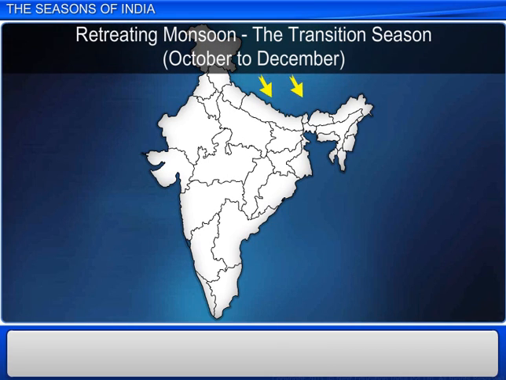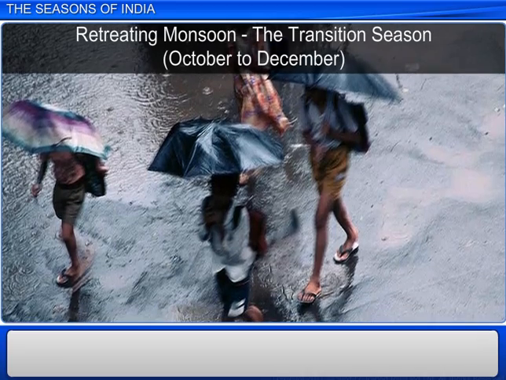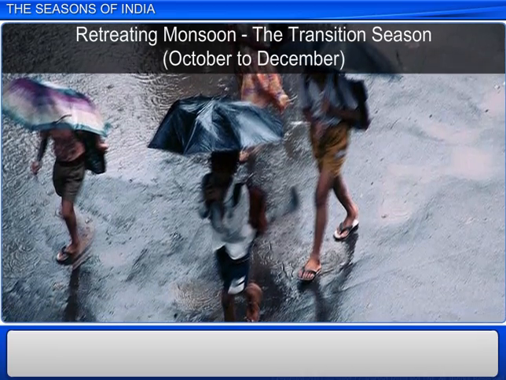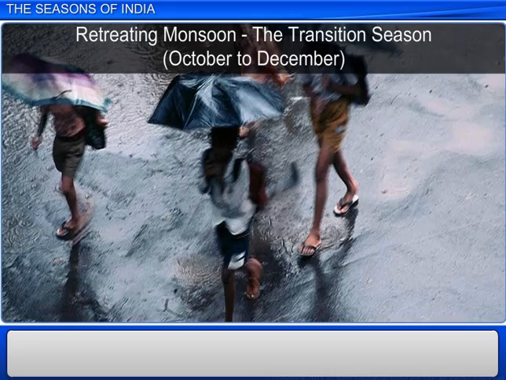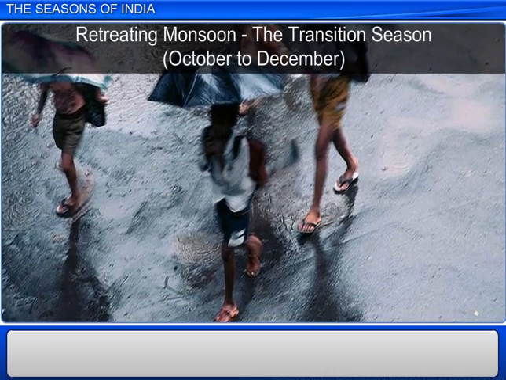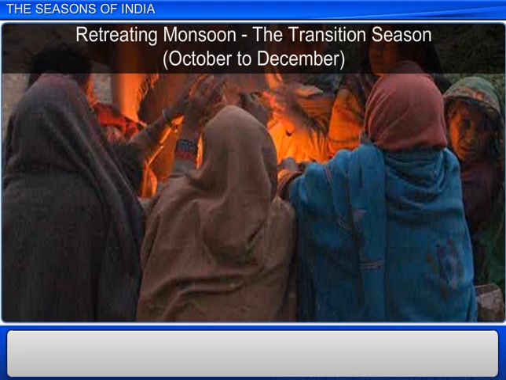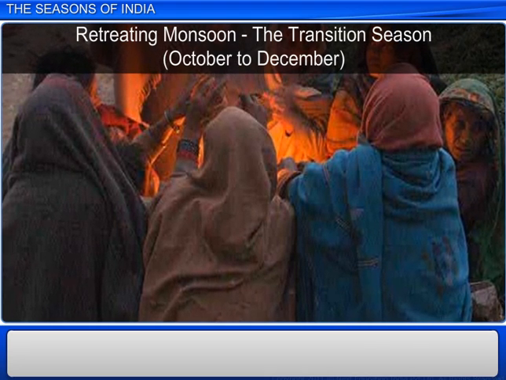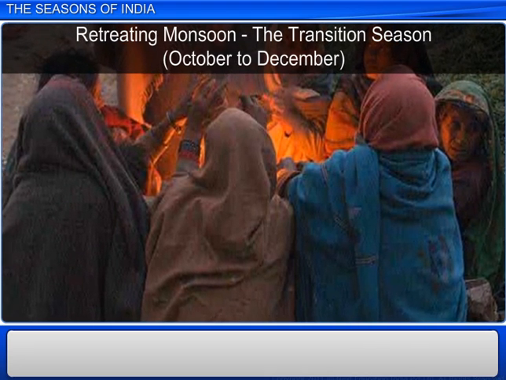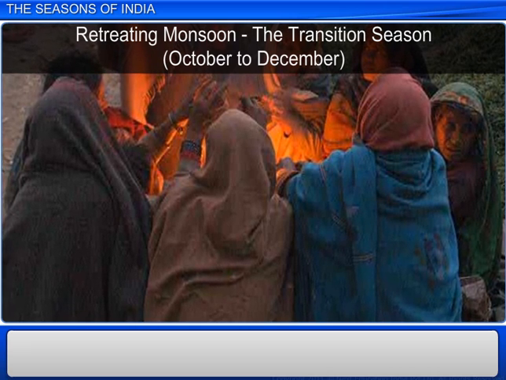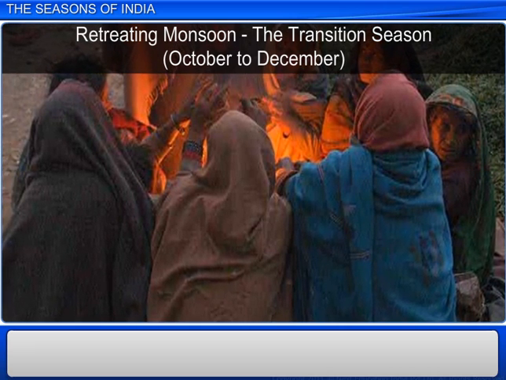The retreating monsoon refers to the transition season that lasts from October to December. As the name suggests, the months of October and November form a period of transition from the hot, rainy season to dry winter conditions. The main cause of this transition is the apparent movement of the sun towards the south.